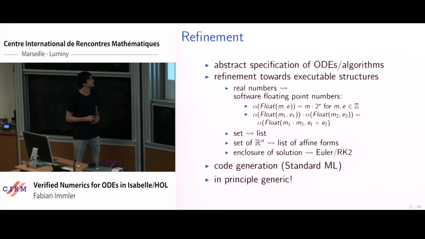So one could think of, for example, using not affine forms to represent sets, but Taylor models, once somebody has formalized Taylor models in Isabelle. Or one could use different approximation schemes for enclosures of solutions. So that gives some flexibility and modularity to the whole approach.